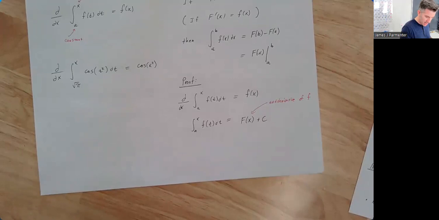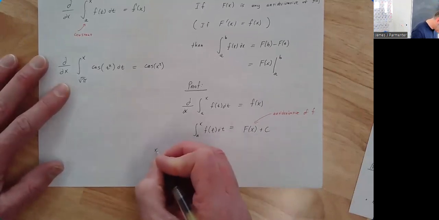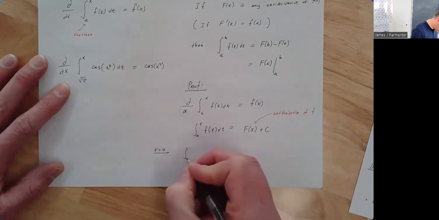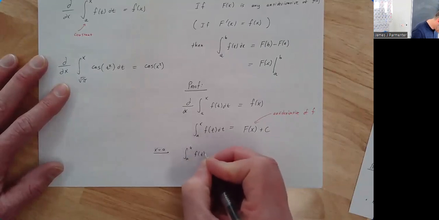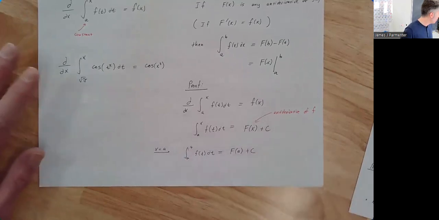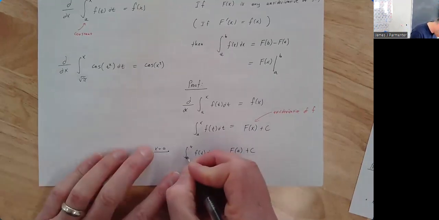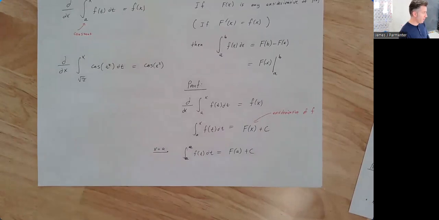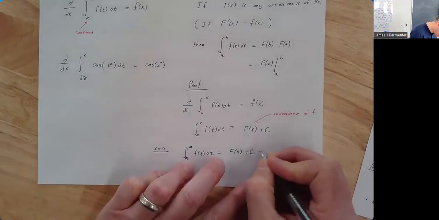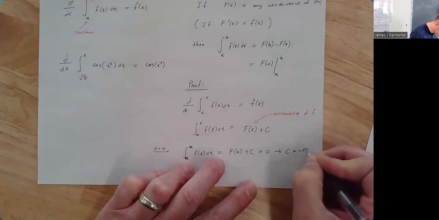Okay. And now here's where things get nice. I just love this next part. So we know that if x equals a, then the integral from a to a of f of t dt, if I just plug it in, is going to be F of a plus C. But if I ask you what the integral from a to a of any function is, the answer should be how much? Which tells us that C has to equal negative F of a.